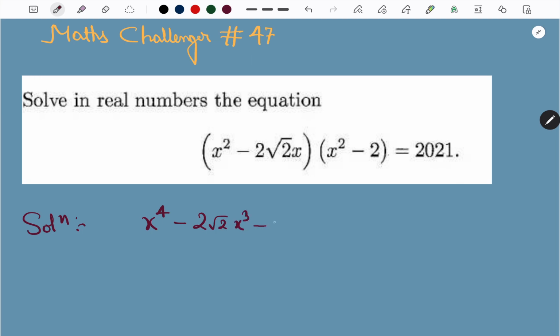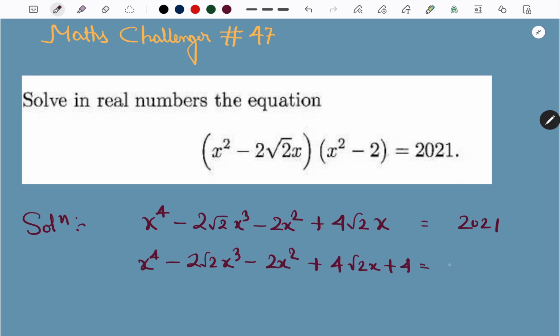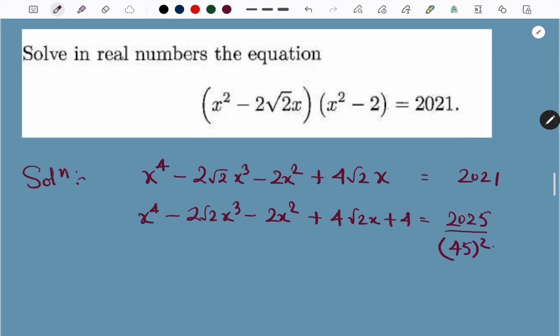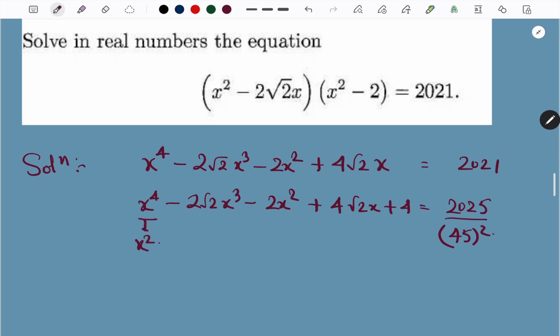minus 2√2x³ minus 2x² plus 4√2x is equal to 2021, and if I add 4, this will become x⁴ minus 2√2x³ minus 2x² plus 4√2x plus 4 is equal to 2025, which is also equal to 45 squared. Now this is x squared and this will be 2 squared. Again here there is 2x², so this will be (√2x) whole squared.